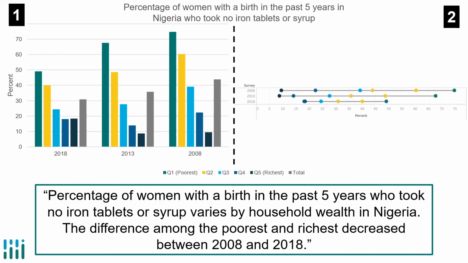So this is another interactive audience feedback example, where one key message is: the percentage of women with a birth in the last 5 years who took no iron tablets or syrup varies by household wealth in Nigeria. The difference among the poorest and richest decreased between 2008 and 2018. If you think the one on the left is better, you can share number 1. If you think the option on the right is better, you can share number 2.